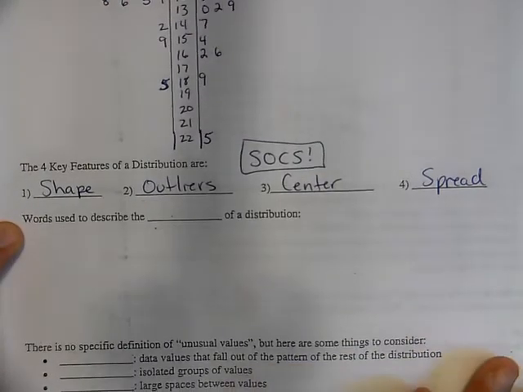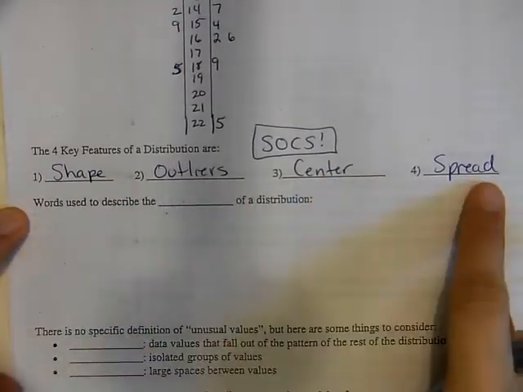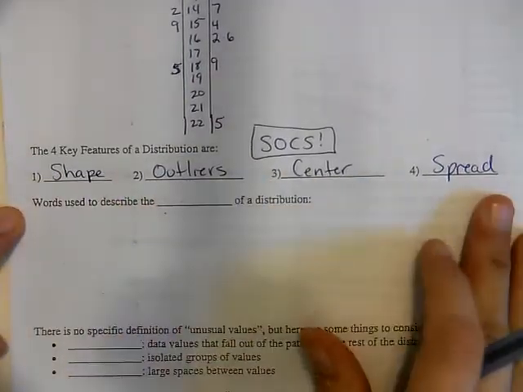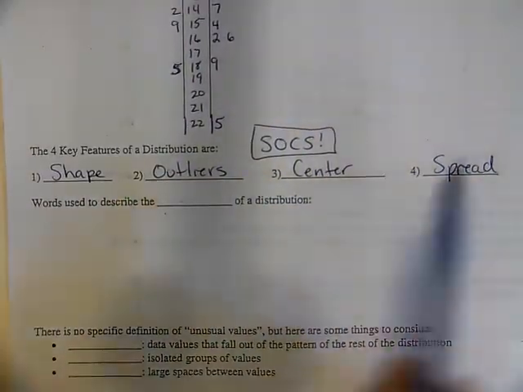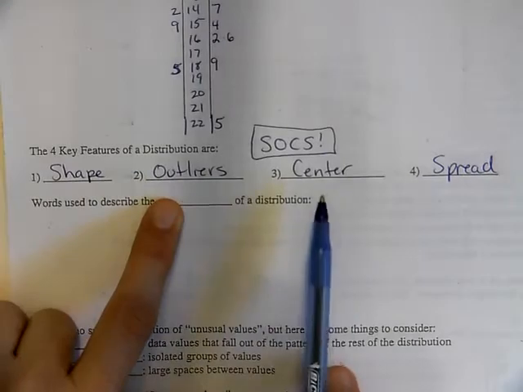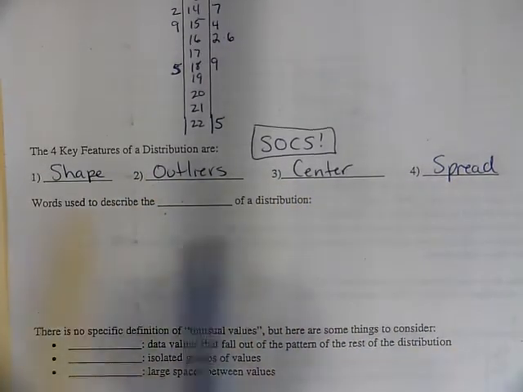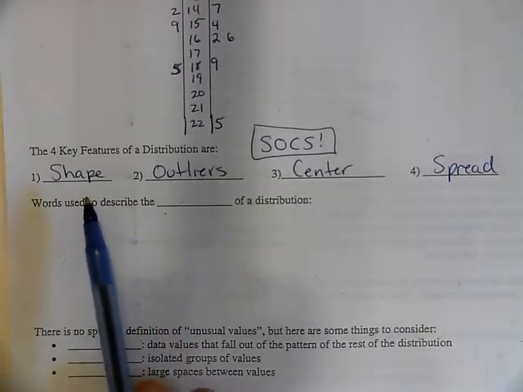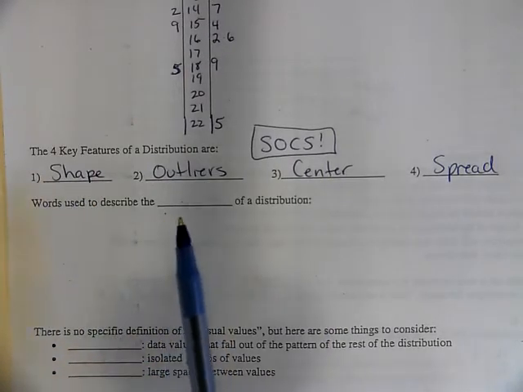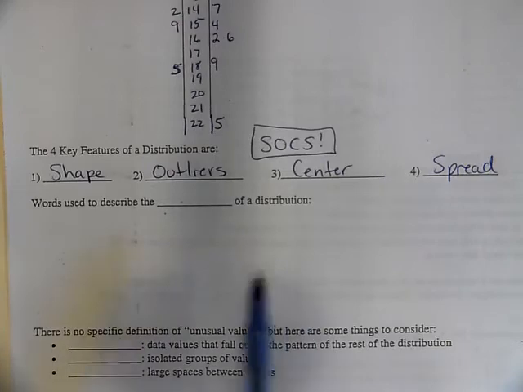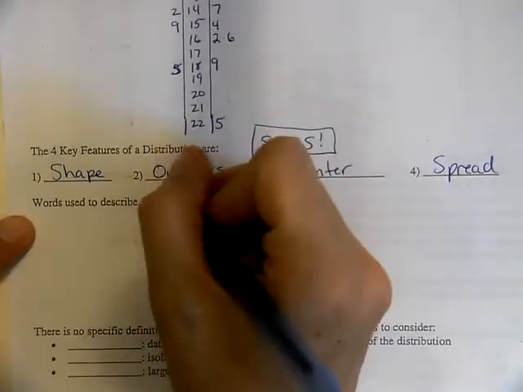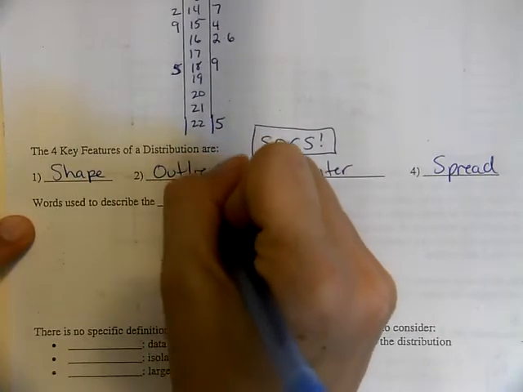So here are the key words that you use. I'm going to go through a little of each of these. We're obviously going to get more in depth. By the end of chapter 4, you're going to know a lot more about outliers, a lot more about the center, a lot more about spread. Shape really doesn't get much more in depth than what we're going to talk about today. So we're going to start kind of easy, with things you already know, and then we'll get more in depth. So here are your key ones for shape.